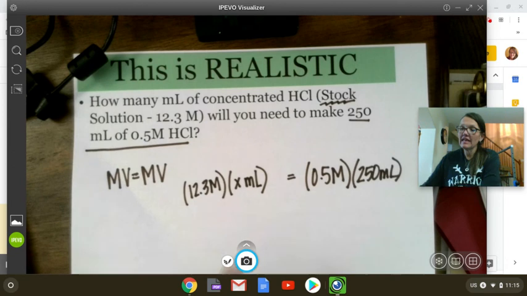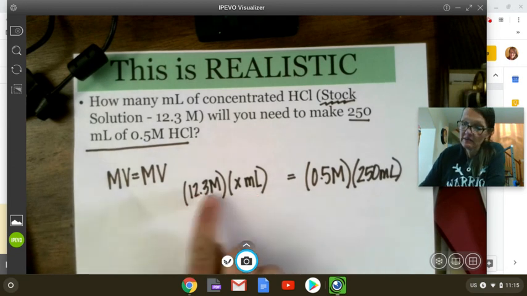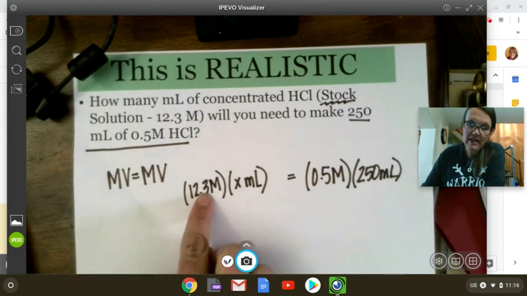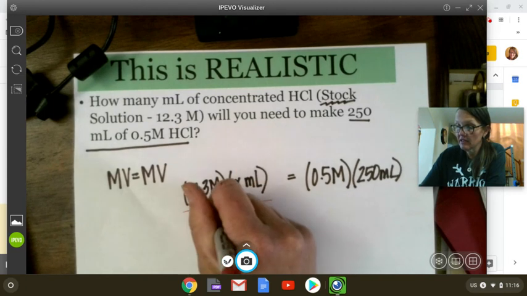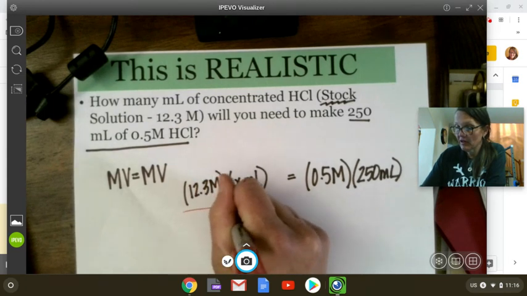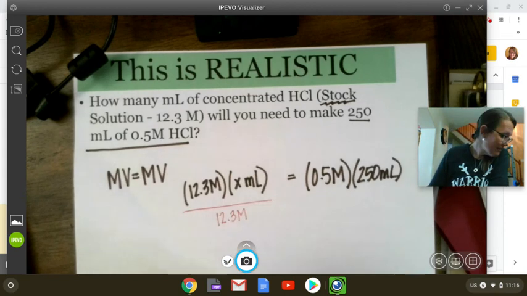So we want to get x all by itself. Since we are multiplying x by a number, in order to get it by itself, we're going to do the opposite. We're going to divide by that number so that it'll cancel out. So I'm going to put 12.3 molar on this side. Now again, math is fair.